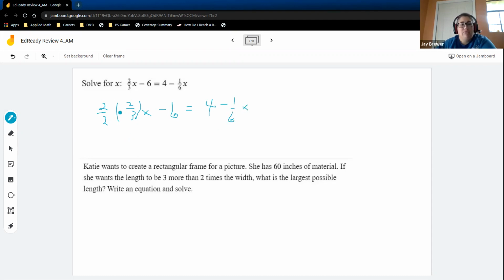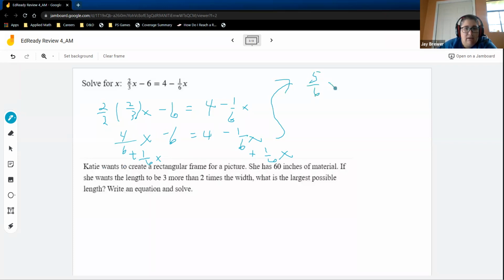Okay, so 2 times 2 will give us 4. 2 times 3 will give us 6. Okay, what you can see here now is that we have a common term. We have a common denominator. So we're going to actually add 1/6 x to both sides. And that will give us 5/6 x minus 6 equals 4.